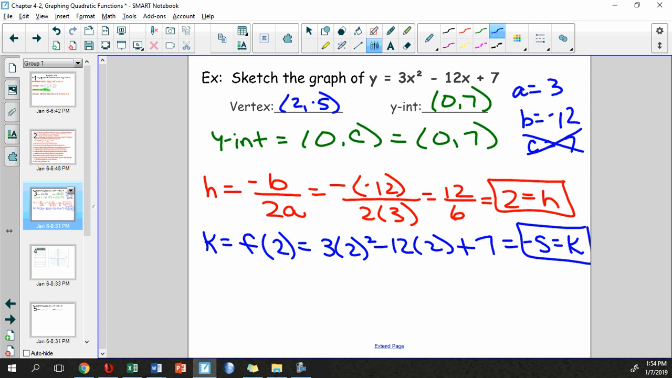You are going to look at your A value. If your A value is positive, it's going to be a minimum. If your A value is negative, it's going to reflect and become a maximum. So what type of a value is this going to be? It is a minimum because A is positive. Do we all understand that? Yes?